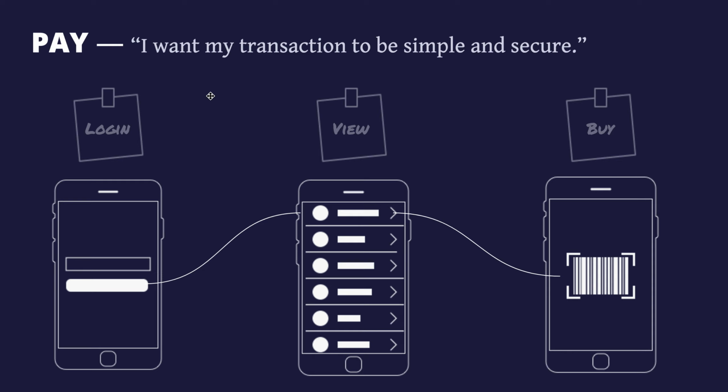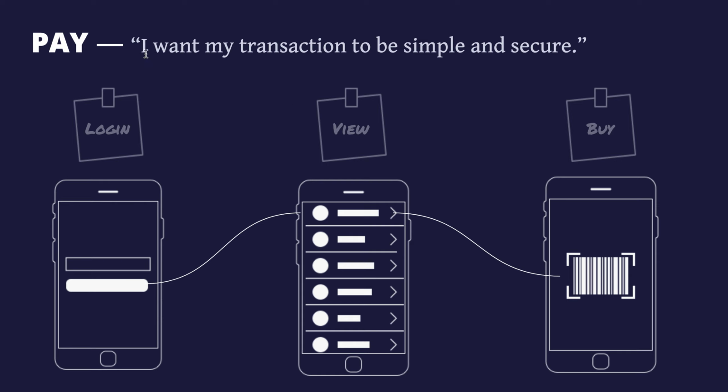And here's an example, a very simplified example of what a user flow might look like. Here's the story. I want my transaction to be simple and secure. So like as a takeout customer, I want my transaction to be simple and secure. And I've got 3 user stories that create this epic: log in, view, and buy. And here I've got my login screen, my view screen, and my buy screen. Now this is very simple, and we'll talk about more in-depth examples as we get later on into this unit.